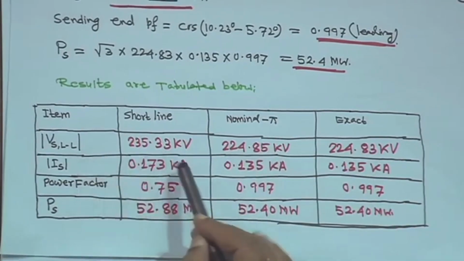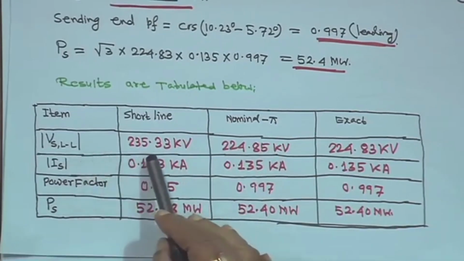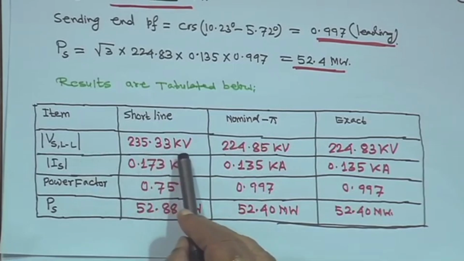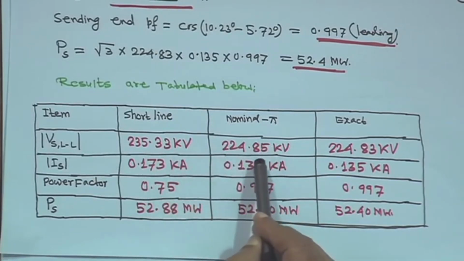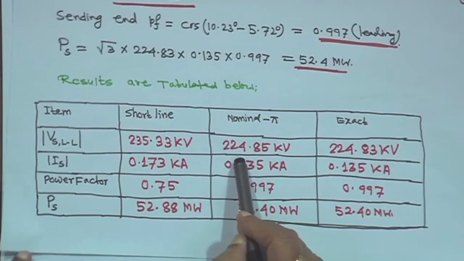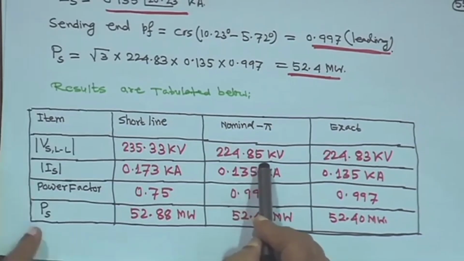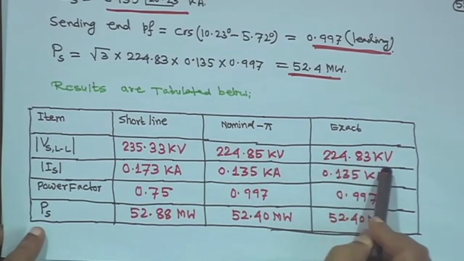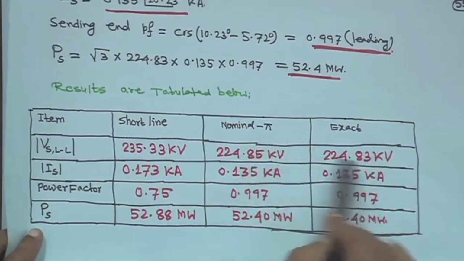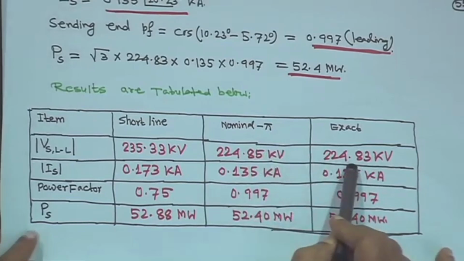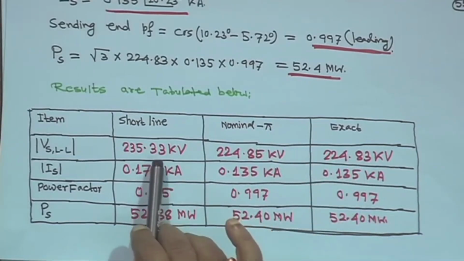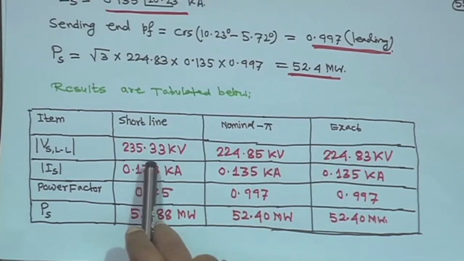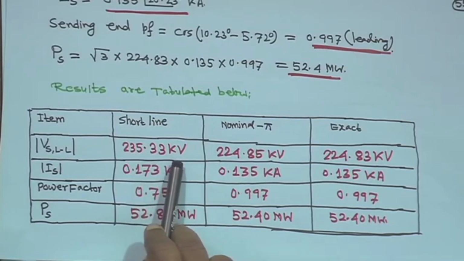So, if you compare these three cases, short line, nominal pi method and exact method: for the short line case the sending end line to line voltage is 235.33 kV, but for nominal pi method sending end voltage is 224.85 kV and for exact method also 224.83 kV. So, nominal pi and exact both are more or less same, but for the short line it is actually 235.33 kV.